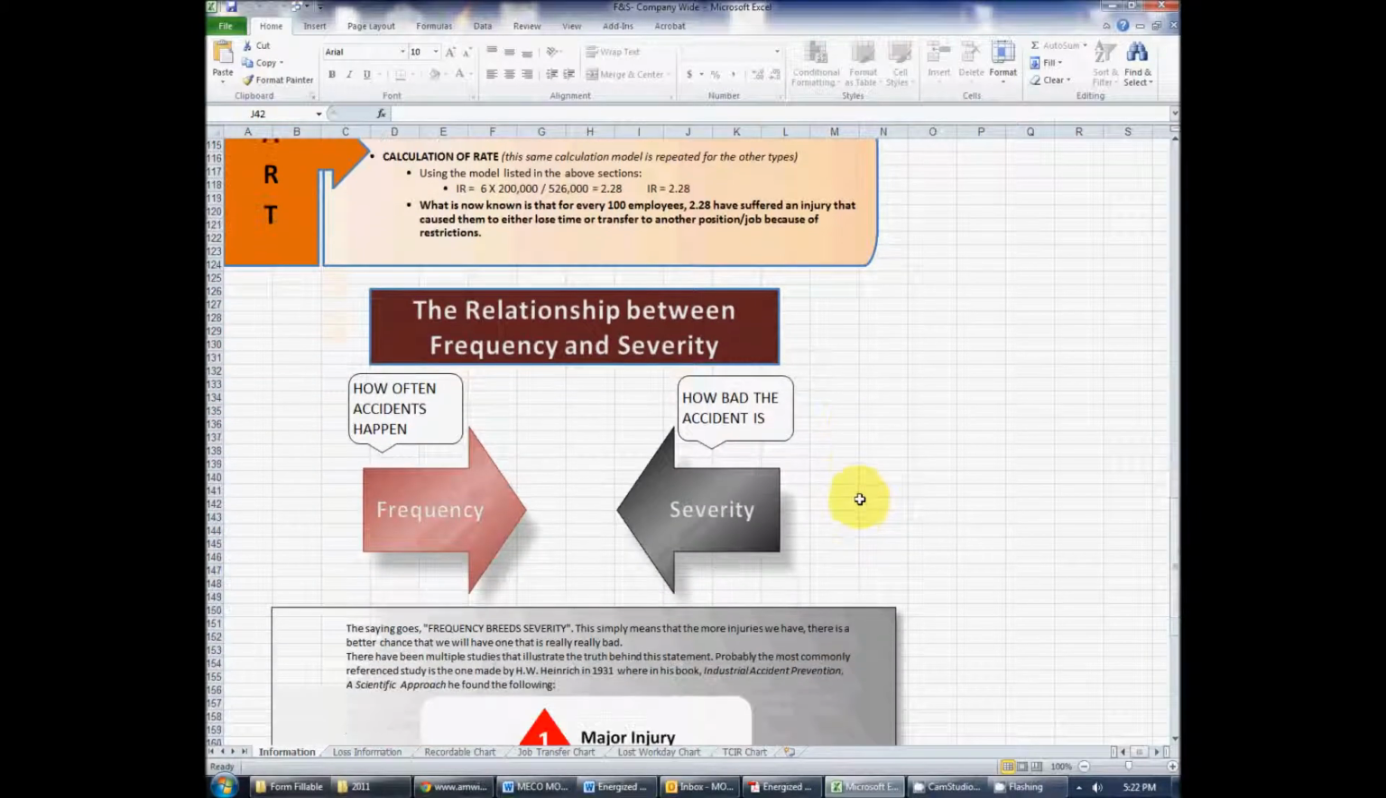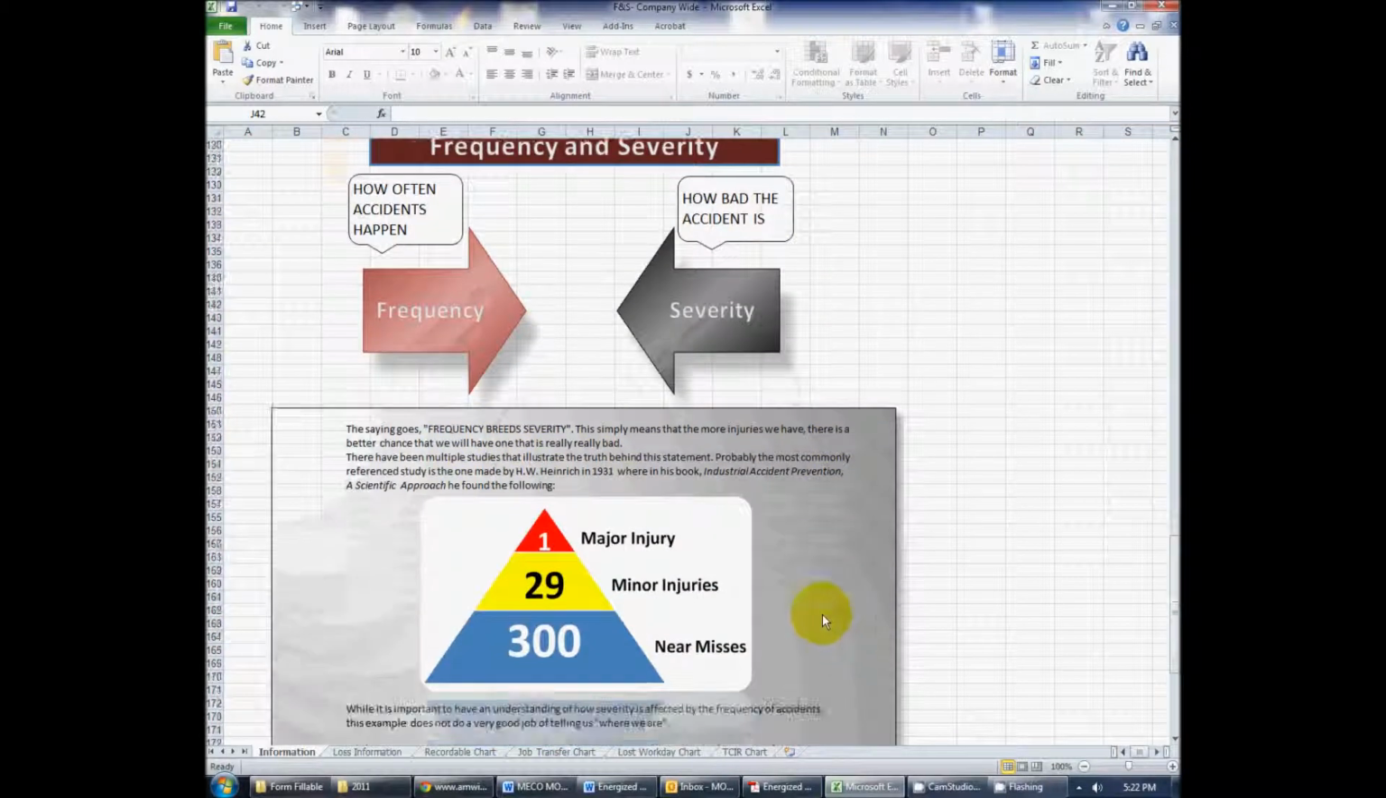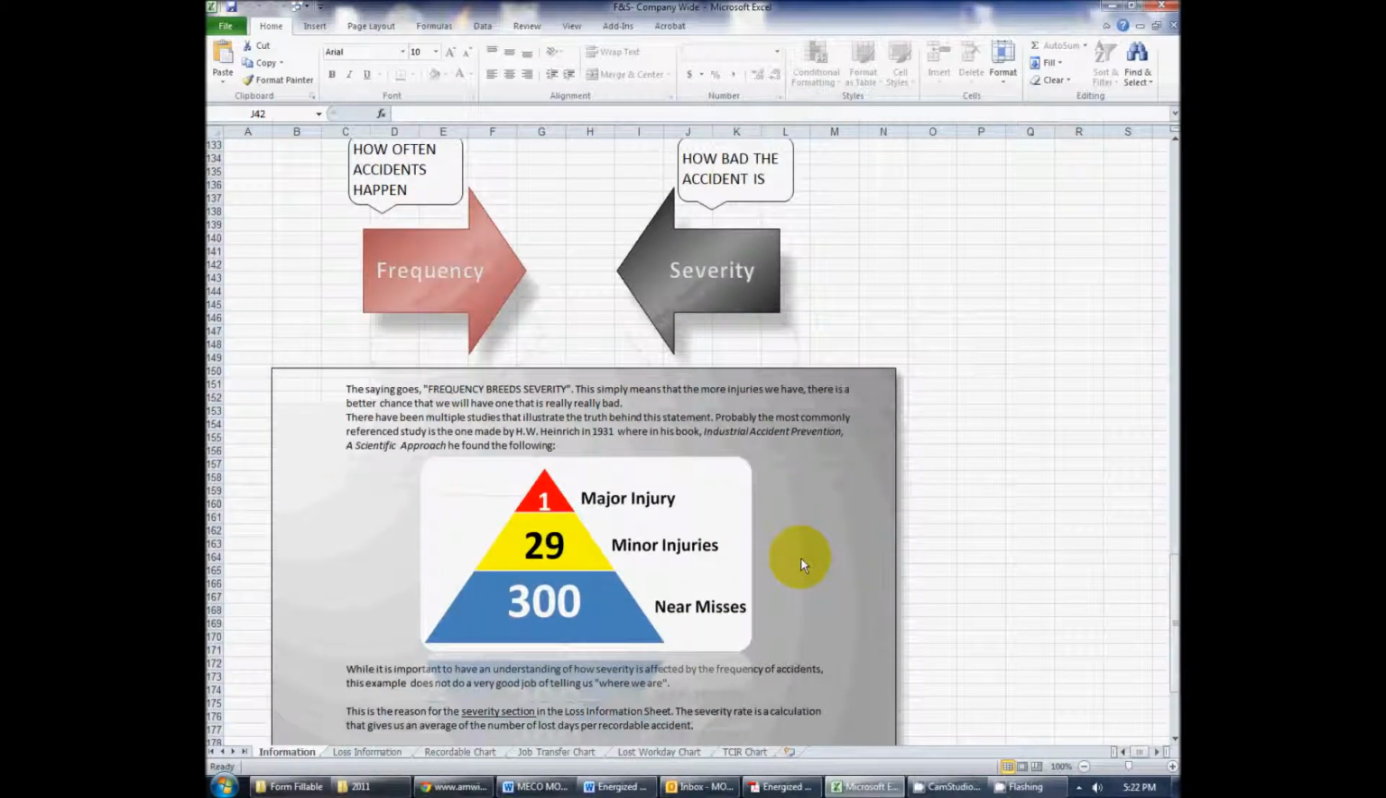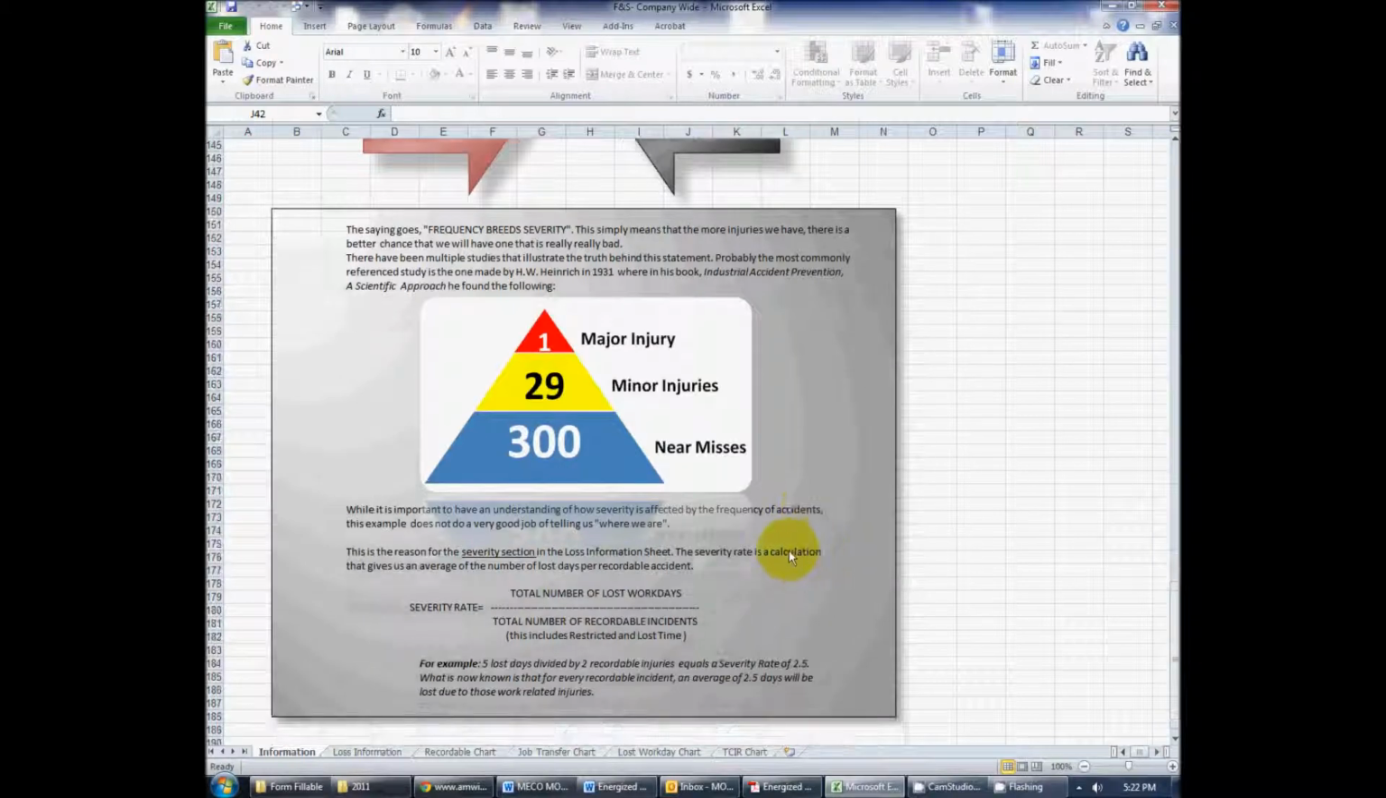Next part, we have something I put in here, the relationship between frequency and severity, to hopefully better understand that frequency does indeed breed severity. And some of you have already seen this before, but I put in here the Heinrich pyramid and explain a little bit about what that is, talk about a severity rate and understanding how that is calculated.